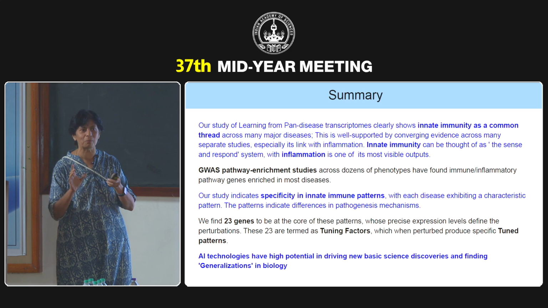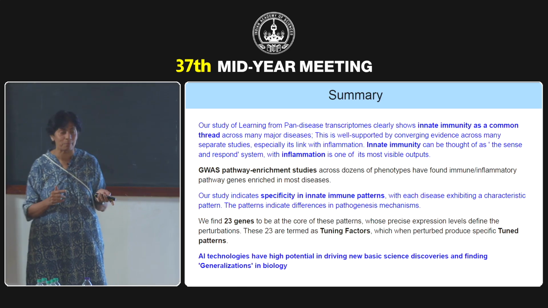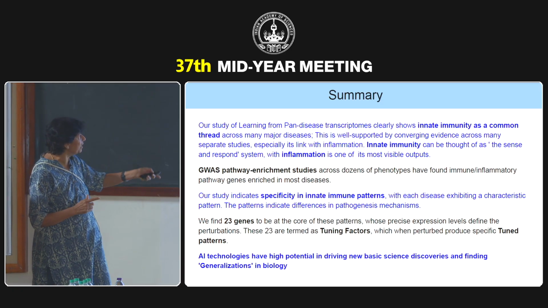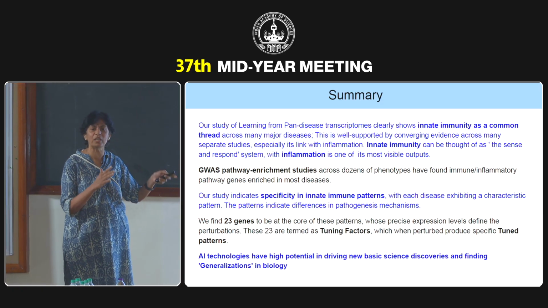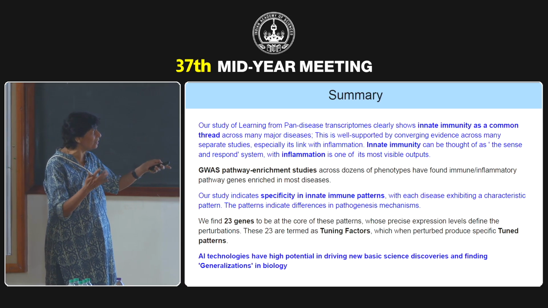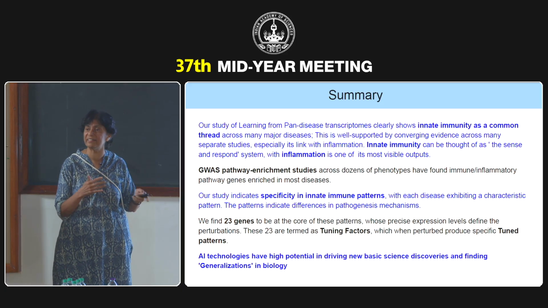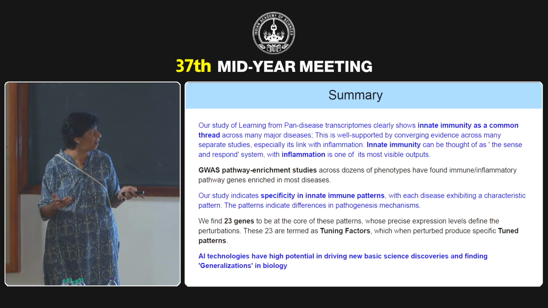Or whether they push them to exhaustion or whether they push them to being active and so on, and that has a survival implication out there. So for this, again, of course, innate immunity and inflammation go hand in hand, and if you can think of innate immunity as the sensors, sense and respond, inflammation is like one of its most visible outputs.